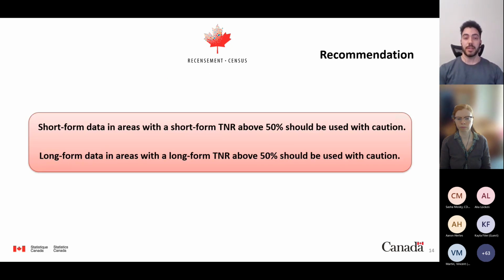As a general recommendation, we advise that analysts and users of census data exercise caution when using either short form or long form data that has their respective short form or long form TNR rate above 50%.